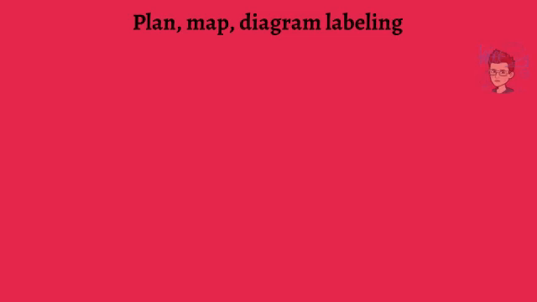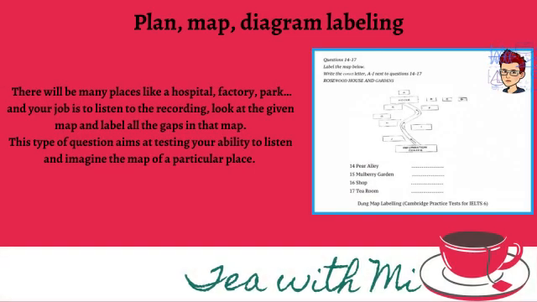Okay? Then we move on to the plan, the map, or the diagram labeling. There will be many places like hospitals, factories, parks, libraries, restaurants, and your job is to listen to the recording, look at the given map and label all the gaps in that map. This type of question aims at testing your ability to listen and imagine the map of a particular place. Therefore, guys, the ability to use spatial language is absolutely essential for you to complete this task, okay?